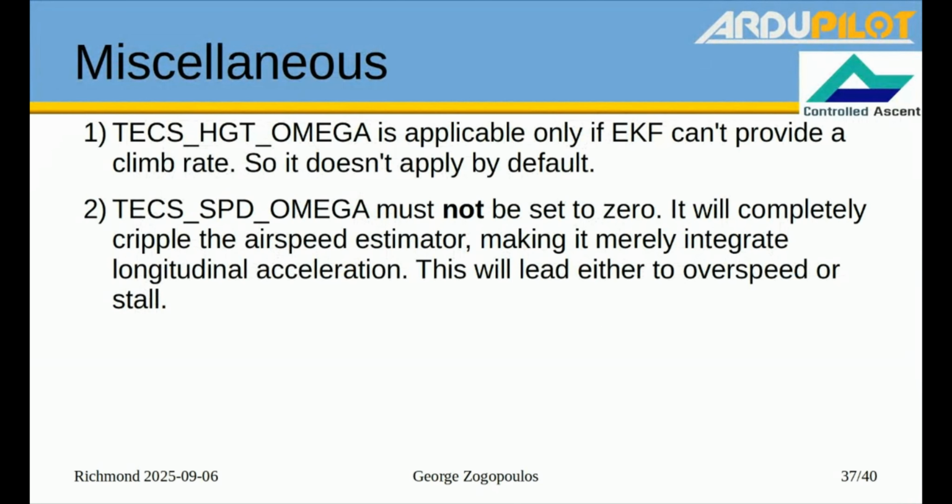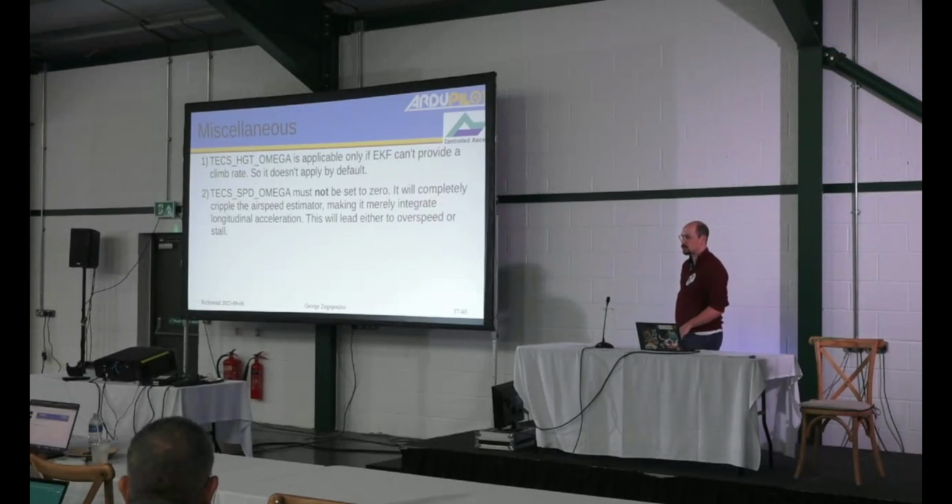And finally, some miscellaneous points. TECS height omega by default does not have any effect, because if the EKF is active and can give a vertical speed reading, then TECS height omega doesn't apply; it is not taken into consideration. So for most modern users, it doesn't matter. However, TECS speed omega is used and should not be set to 0.